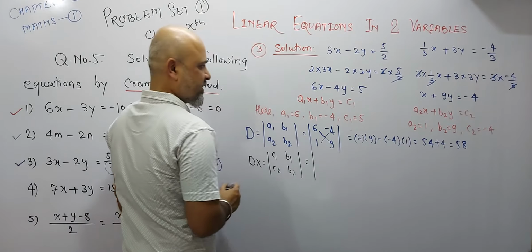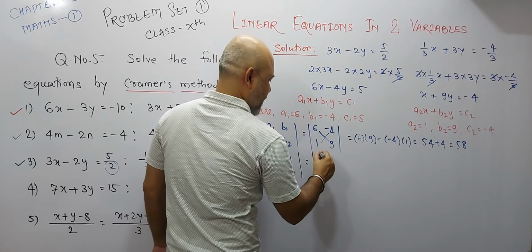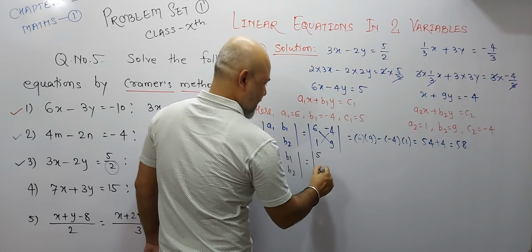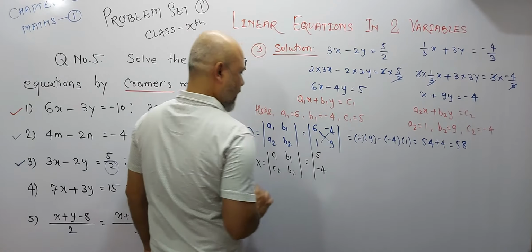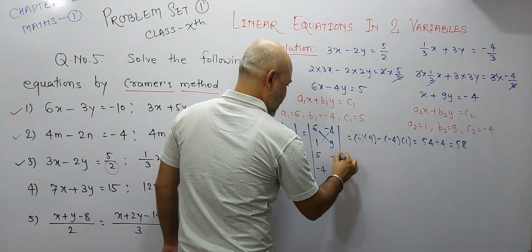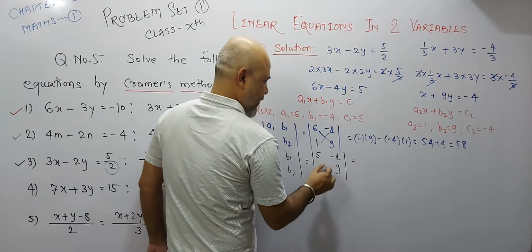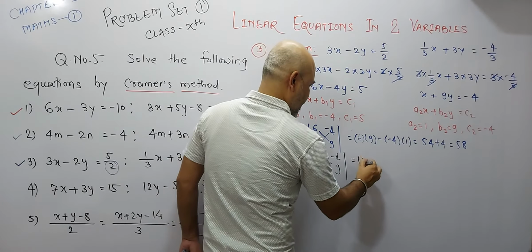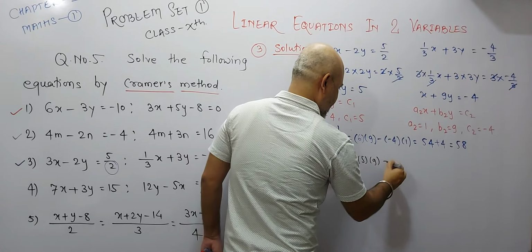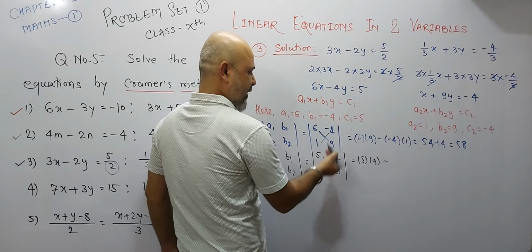And what is c1, c2? So c1 is 5 and c2 is minus 4. b1, b2 will be as it is. b1 is minus 4 and b2 is 9. And now again you will cross multiply. 5 multiplied by 9. Then you are having minus sign. Minus 4 multiplied by minus 4.